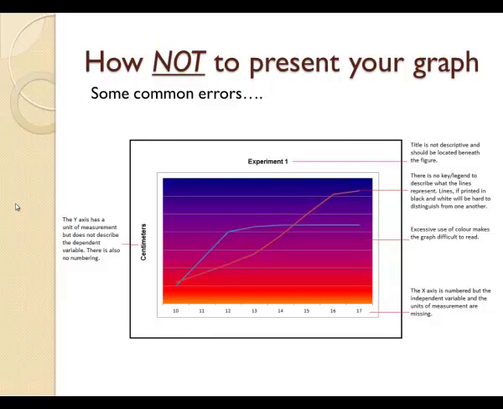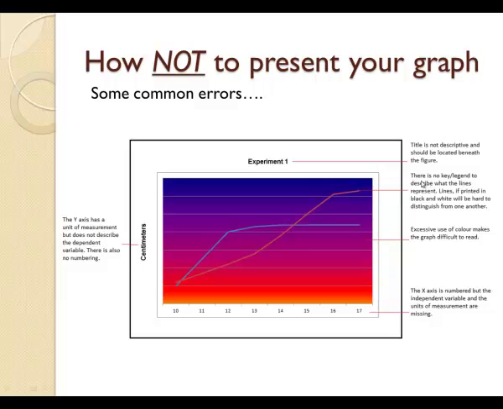This is a good slide. It shows you how not to present your graph. These are some common errors that students make. As you can see here, Experiment 1, that does not give us any description in this title as to what this graph is about. If we didn't already know what this graph was plotting, would you have any idea, any clues as to what it was showing? Not really. Also, the second thing you should notice is that with a graph or a figure, that heading should actually be at the bottom.